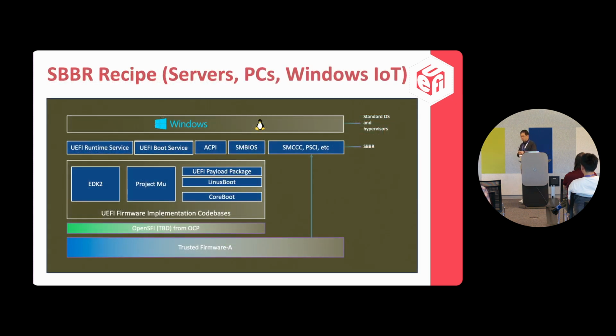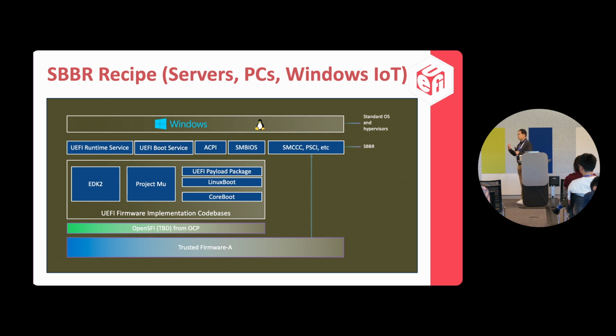Well, so this is the diagram I was alluding to. So for servers, for PCs, for most of the DPUs, and also Windows IoT devices, as long as you require ACPI, this is what we call the SBBR recipe, right? So the SBBR recipe basically means that we want to support the standard OSs without modifications. And so in terms of the firmware interfaces, it's basically the full UEFI services, the boot services and runtime services and protocols that are referenced by the SBBR recipe, ACPI, SMBIOS.